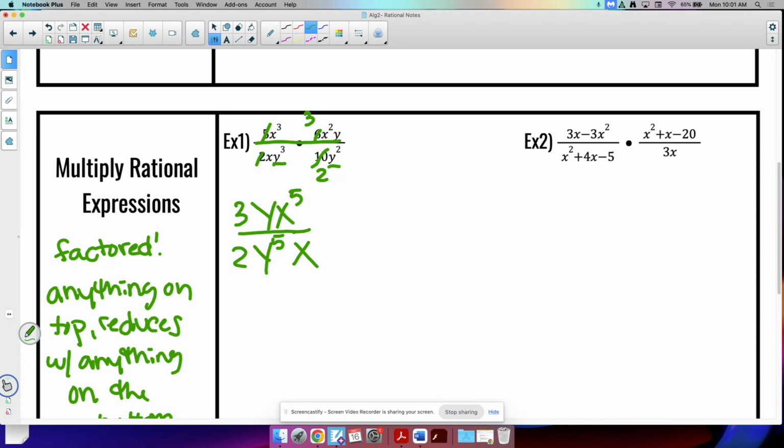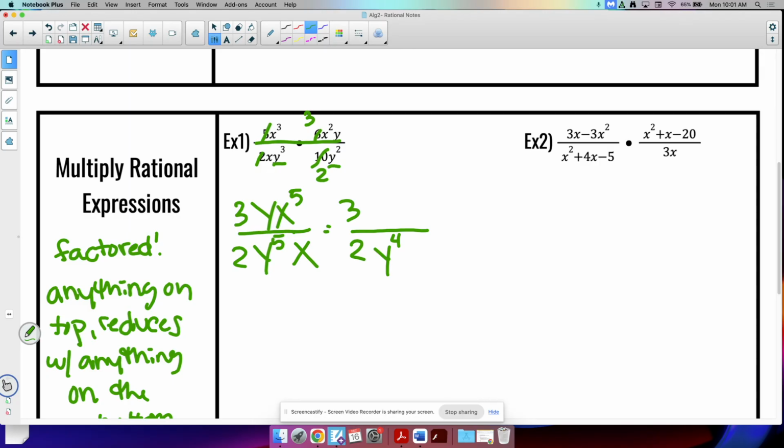The y's, remember the shortcut from last time is you can subtract your exponents. How many y's are going to be left over? So we have 5 on the bottom, 1 on the top. How many do we have left over? 4. Subtract your exponents. Are those 4 going to be on top or on bottom? Bottom. There's more on the bottom. Your x's. Subtract your exponents. How many total x's are we going to have left over?